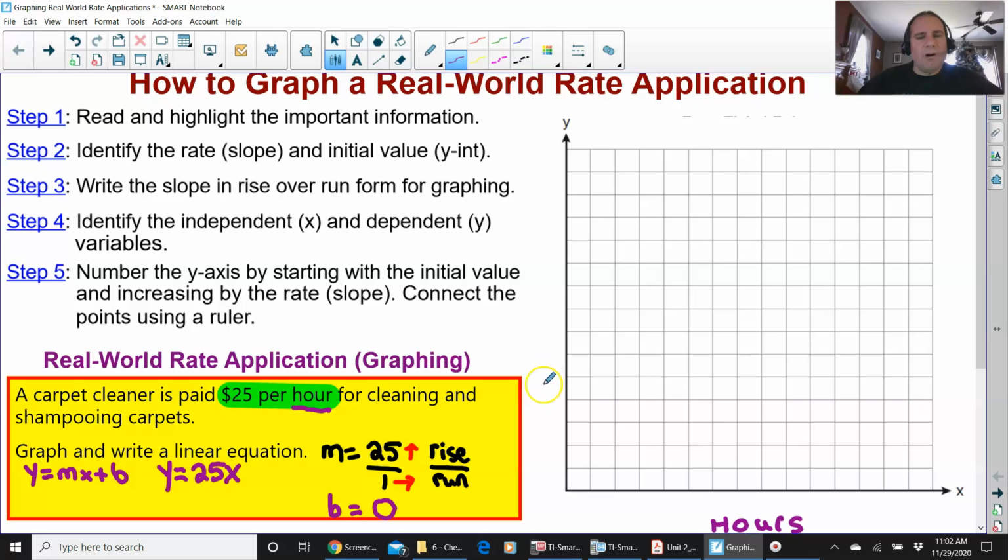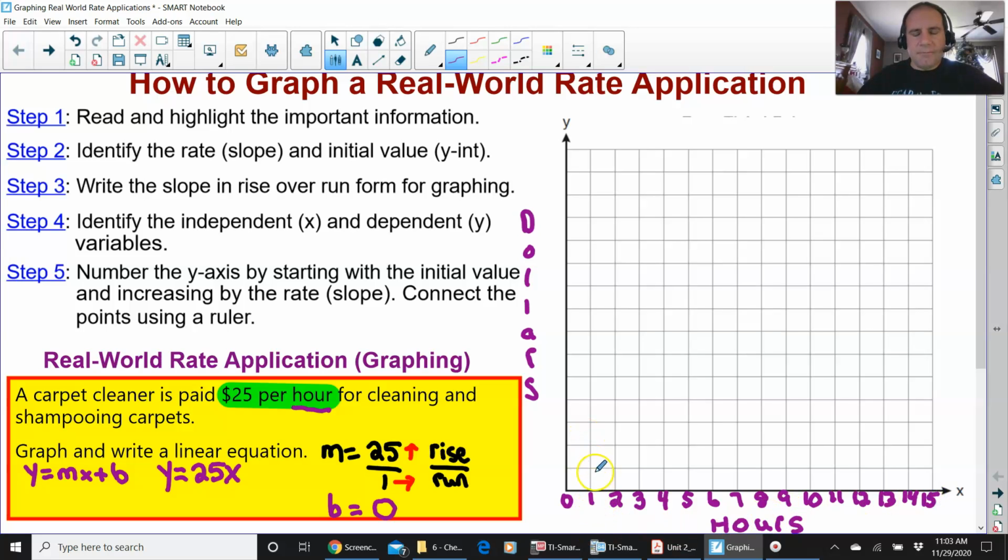And of course, the y-axis is going to be dollars. Okay, so I'm just going to start to number the hours by ones. And usually that x-axis is going to go by ones. Occasionally it won't, but in this case, it'll go by ones.